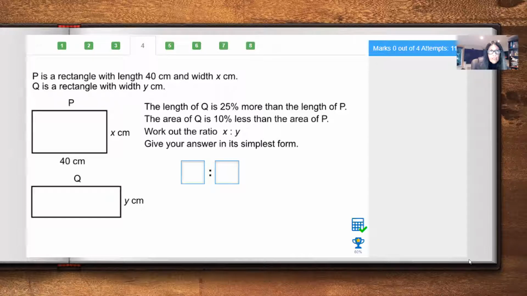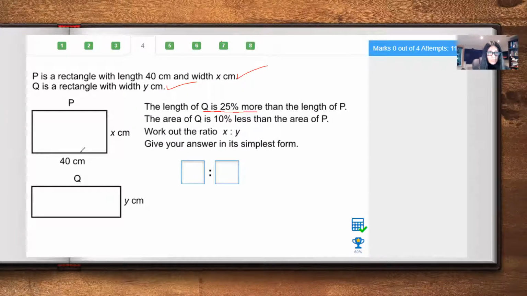Okay, so I'm going to read the question and we're going to tick off bits that we can go through. So the question says, P is a rectangle with length 40 centimetres and width x. Q is a rectangle with width y, and there it is below. Right, so here's the main part of the problem. The length of Q is 25% more than the length of P. So let's deal with that one first.